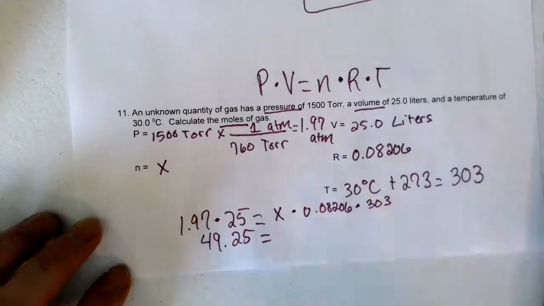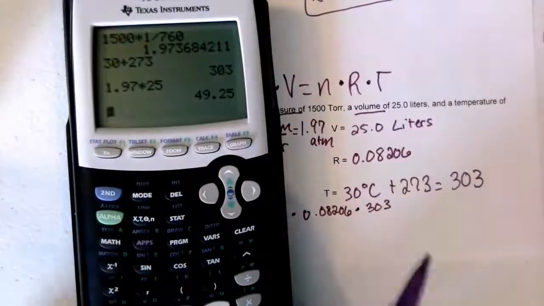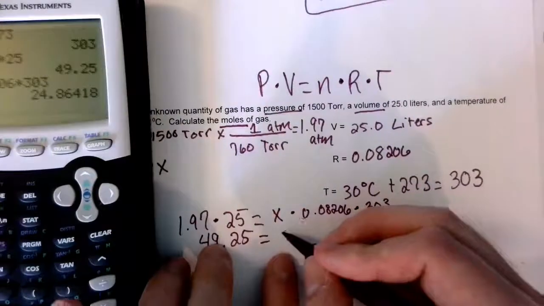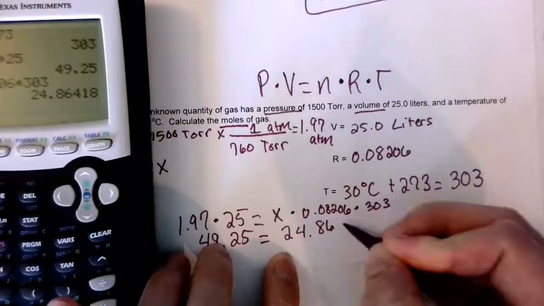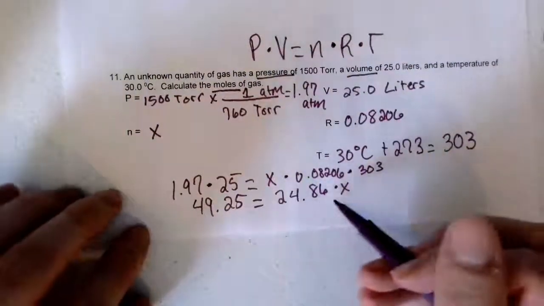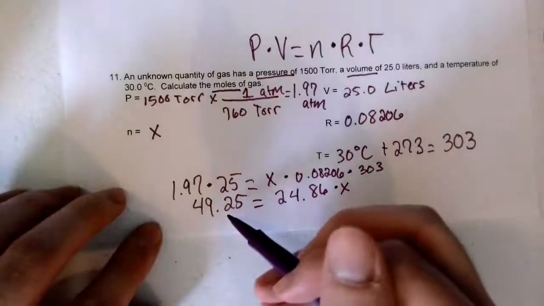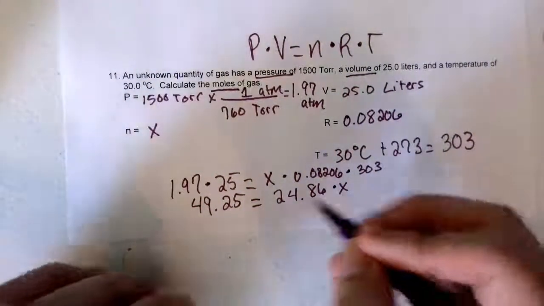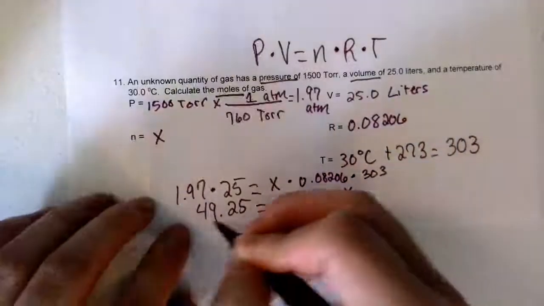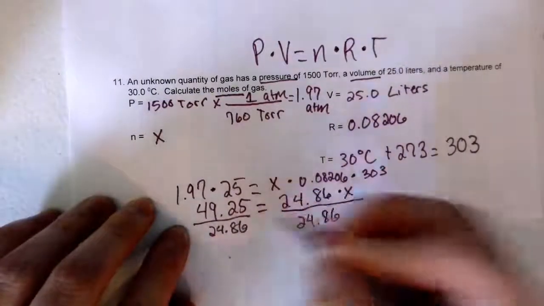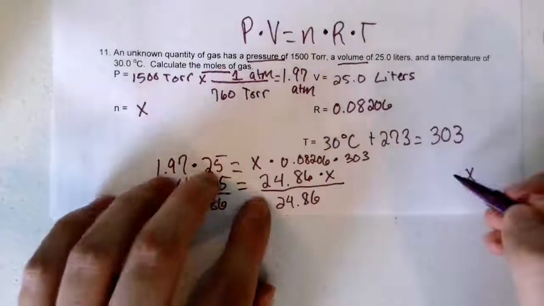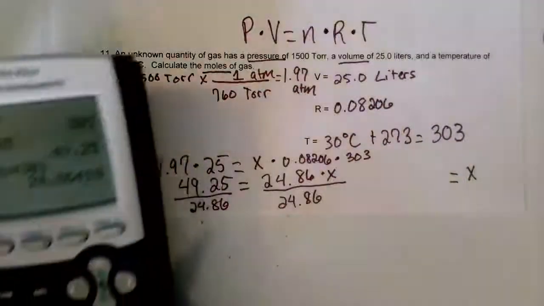On the right side, I'm going to have these two numbers multiplied together times X. So let's do 0.08206 times 303 on my calculator. That gives me 24.86 times X. Now we've got 24.86 times X on this side, and 49.25 over here. To get X by itself, we're going to do the opposite of multiplication, which is division. So we're going to divide by 24.86 on both sides, because remember, what we do to one side, we've got to do to the other side. On the right side, we're just going to be left with X.